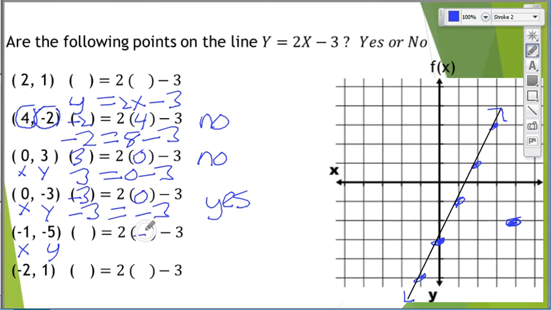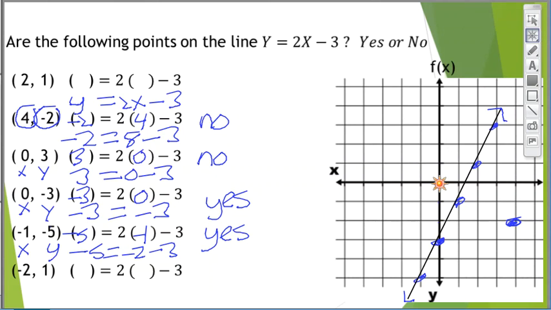If we plug negative 1 in for our x and negative 5 in for our y, 2 times negative 1 is negative 2. Negative 2 minus 3 is negative 5. So we would say yes. The point (negative 1, negative 5) is on the line. And from the origin, if we go to the left 1 and down 5, we can see that that point is on the line.